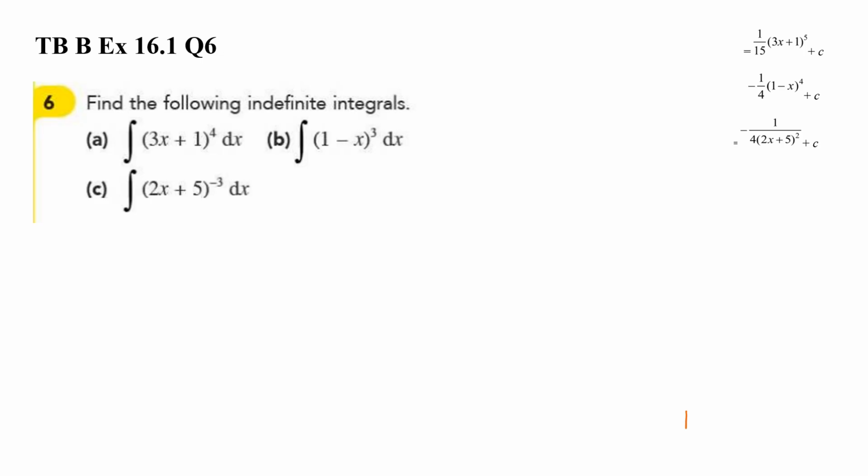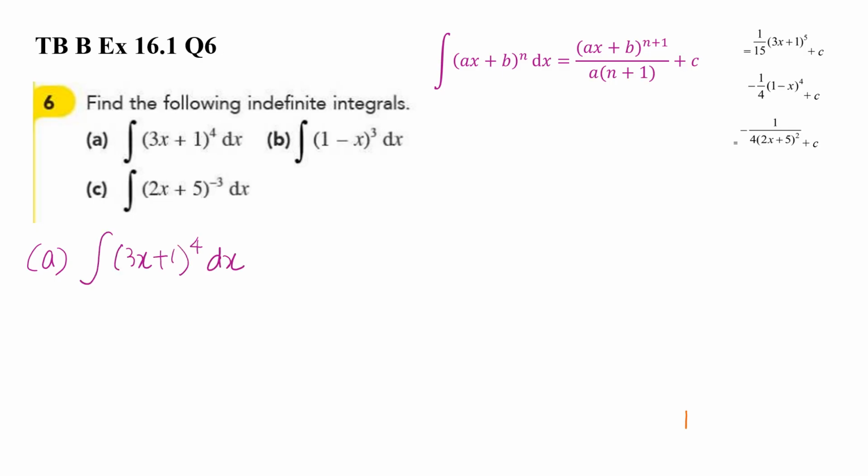Alright, so the next question is basically just, yes, we'll be using this formula. Okay, right. So let's look at part A. Right, so whatever you have, you just have to write it down. That means you have 3x plus 1. Just write it down and then zoom into the power at 1. That gives you 5. Divide by 5 times differentiate whatever that's inside the bracket. That gives you 3.